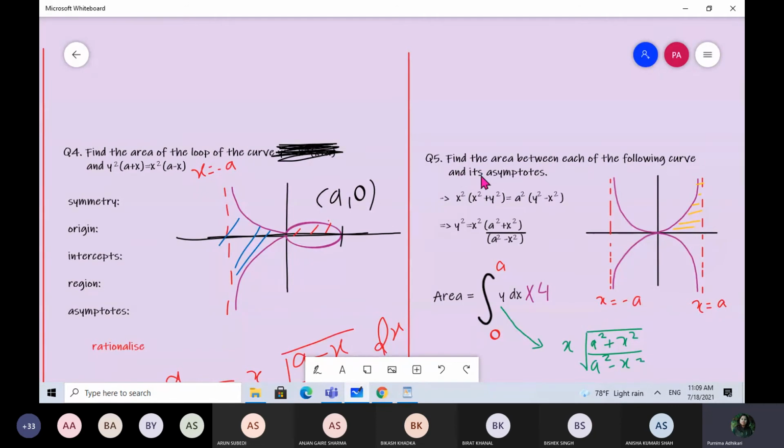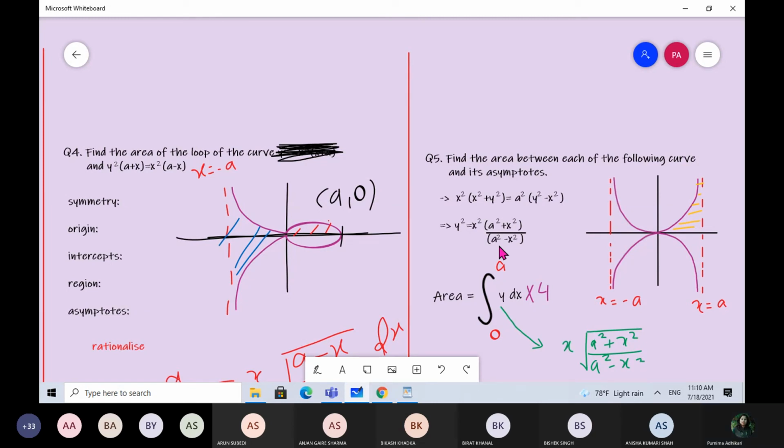Find the area between each of the following curve and its asymptote. Earlier I mentioned two curves, but there was confusion, so here I have mentioned only one curve. So this is your curve, and you have to find out its area with the asymptote. So this is your equation. I have modified it. You know that you will always take y and x on different sides. So separate x and y, and you will get this type of equation.